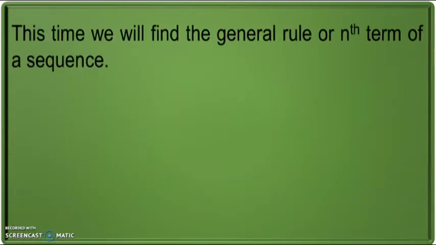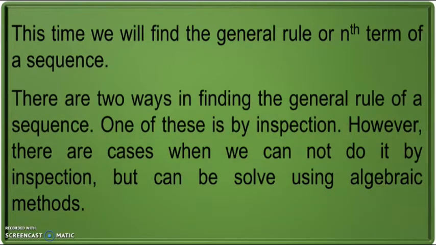This time we will find the general rule or nth term of a sequence. There are two ways in finding the general rule of a sequence. One of these is by inspection. However, there are cases when we cannot do it by inspection but can be solved using algebraic methods. Let's take this example.